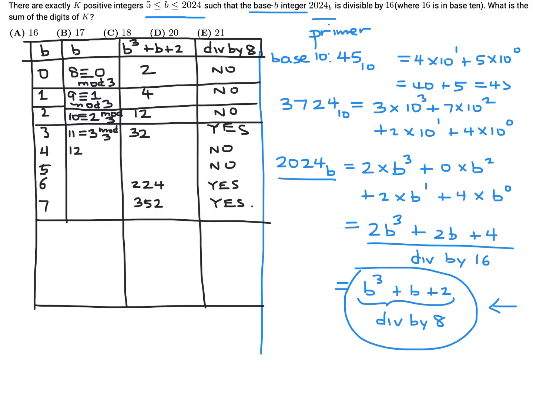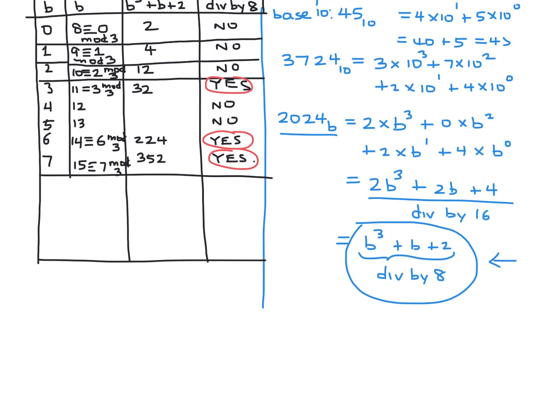12, 13, 14, and 15. 14 and 15 would be the same. Well, 14 would be the same as 6 mod 3, and 15 is the same as 7 mod 3. So therefore, the result, which is the all-important result, the divisibilities would be the same. So that means for every cycle of 8, you're going to actually get 3 guys that will satisfy our condition.